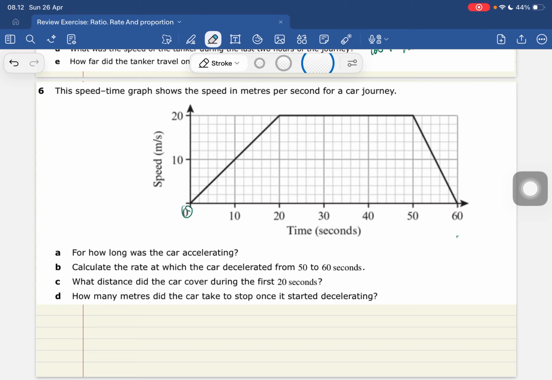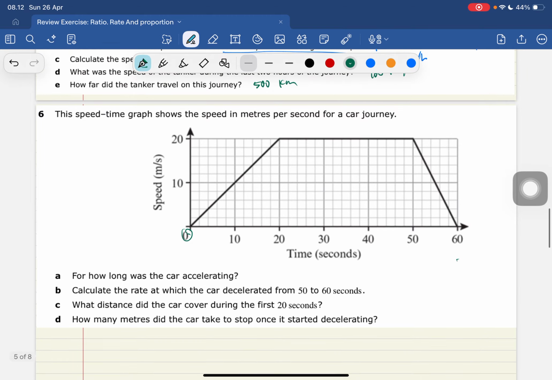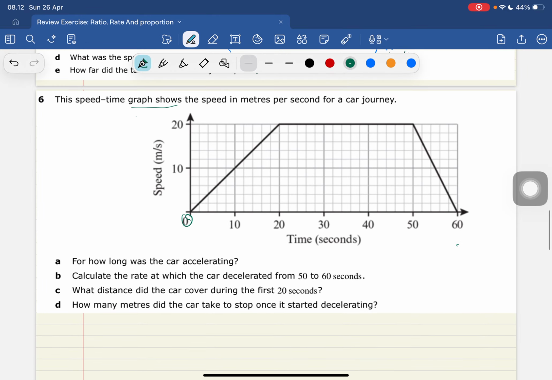Hi, in this video, I'm going to do a review exercise for ratio, rate, and proportion. So take a look at number 6. This is the graph that shows the speed against time, the speed in meters per second for a car journey.